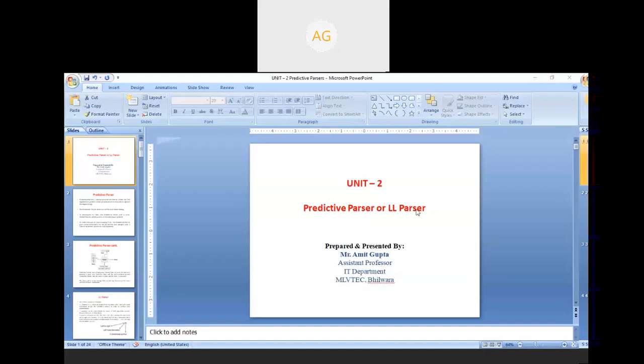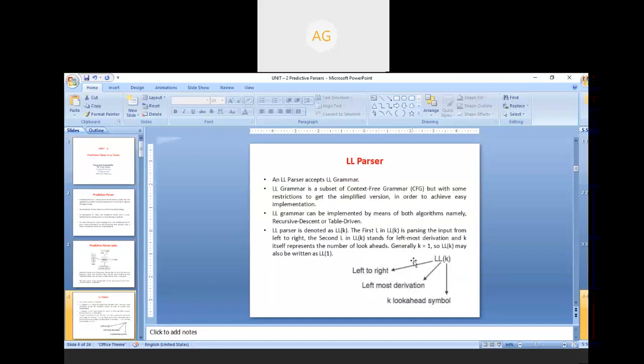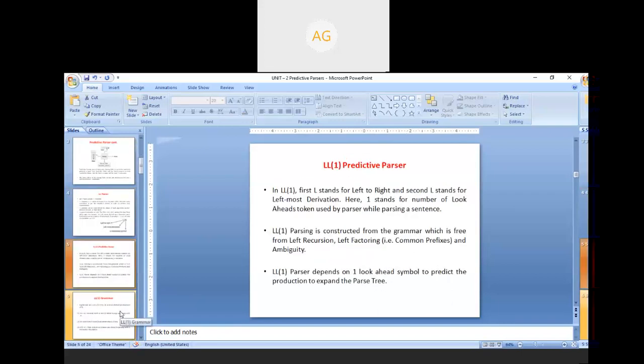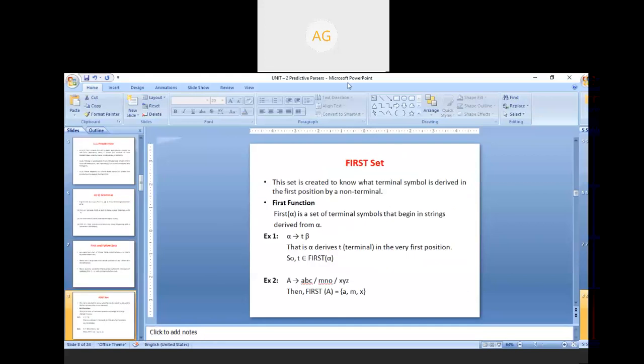So, continuing from the last class, we already studied the predictive parsers and its parsing table. We already discussed the LL parsers, and what the two L's mean. The first L means left to right, and the second L means leftmost derivation. And here the K means K lookahead symbols. Then the important concept is how to calculate the first and follow sets. We already discussed with some examples.